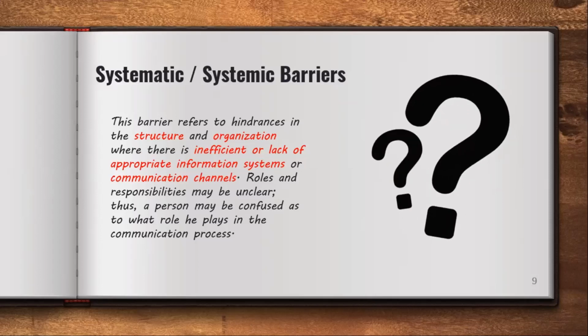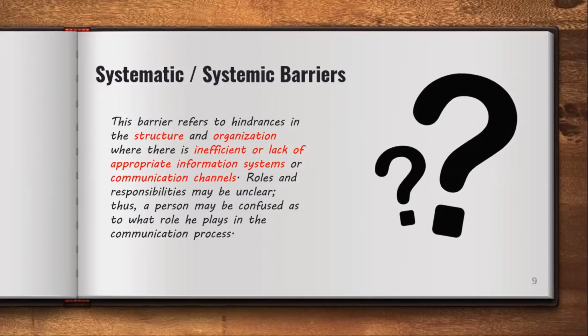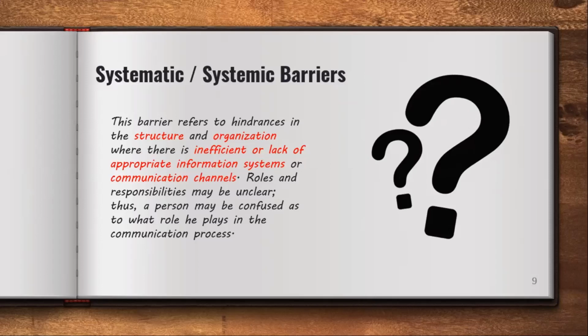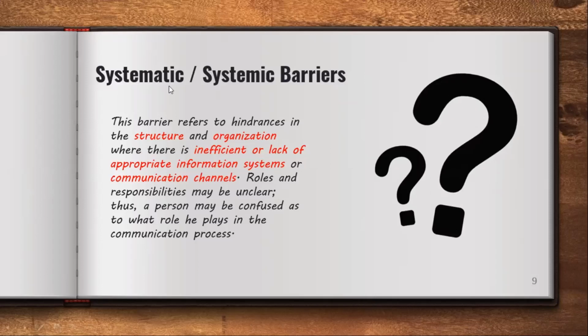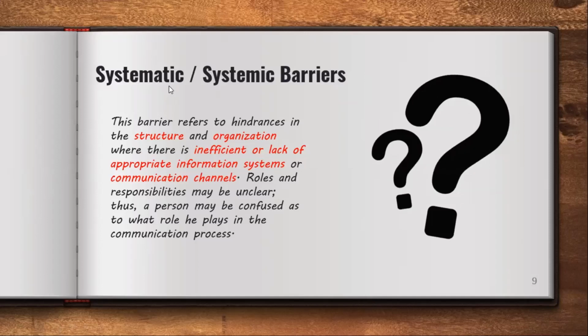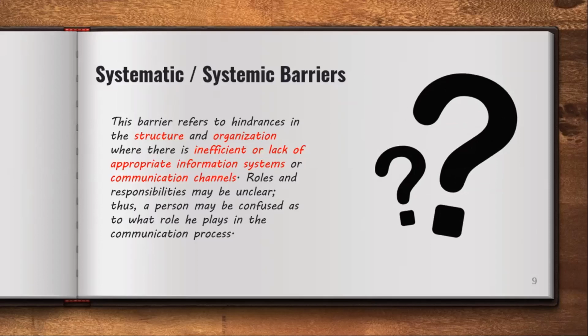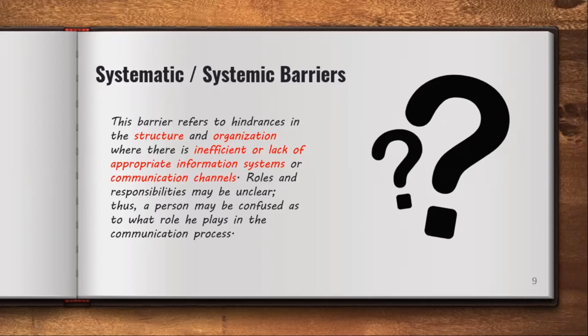That is the systematic or systemic barrier, okay? Why? Because roles and responsibilities may be unclear when the information is incomplete. Thus, a person may be confused as to what role he plays in the communication process, right? So that's the reason why whenever you are communicating, the information must be complete and must not create confusion to the receiver. Okay, remember that.